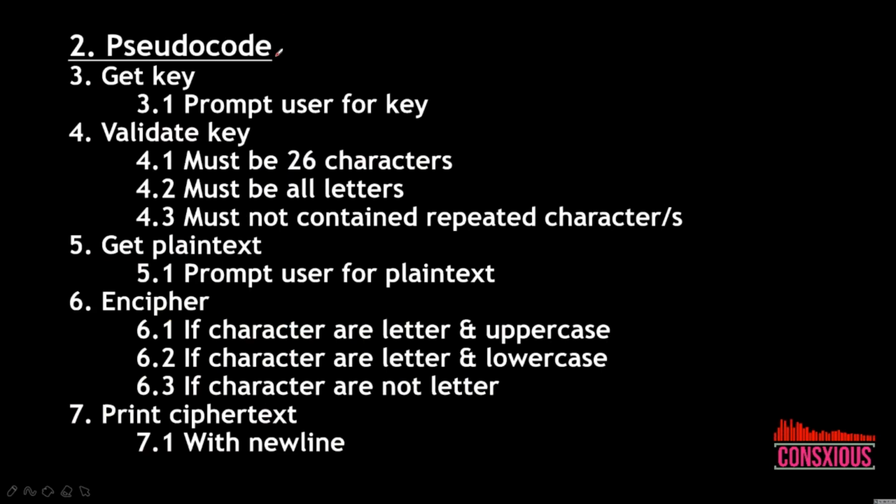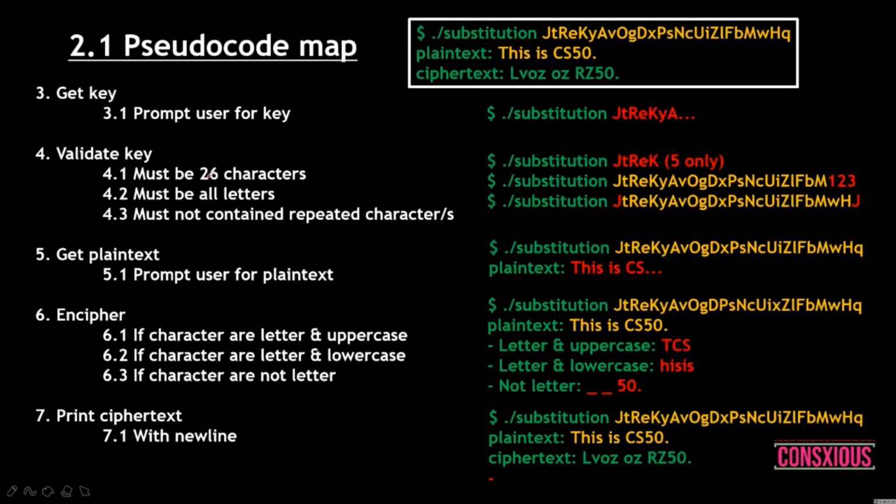For the pseudocode, we'll explain in more detail in the later sections. This is like a map of what we're going to do in the next sections. This is a correct program: the user enters the key, and also enters the plaintext, and then the ciphertext is generated. First we have to get the key from the user. This is the default program, and the user will enter this.